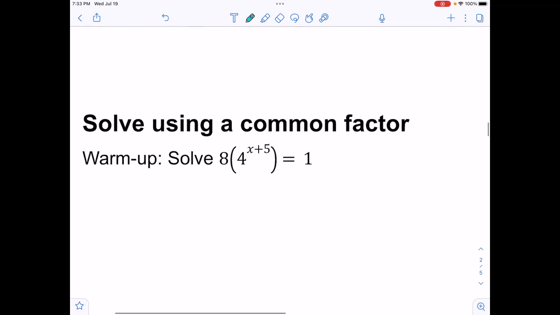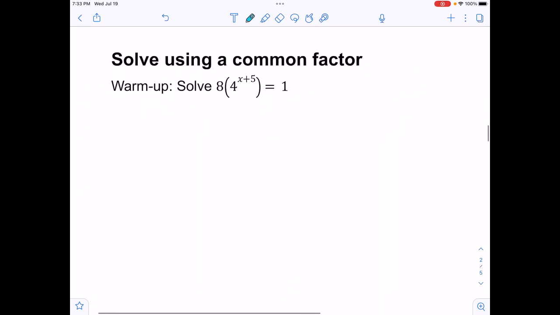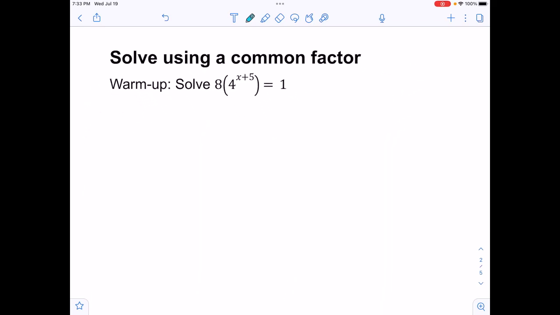Okay, let's look at a bit trickier questions here. Okay, here we're being asked to solve 8 times 4 to the power of x plus 5 is all equal to 1. Okay, one way that you might solve this, probably the fastest way, is I'm just going to rewrite it here. What if we divided both sides by 8? Okay, this is a little bit easier.